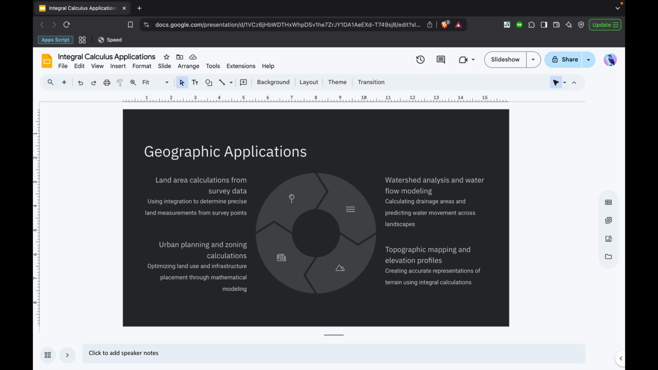Now, the last one is to optimize land use and infrastructure placement through mathematical modeling. Basically, we're trying to use integral calculus to figure out how to best use the land we have, and this is called urban planning and zoning calculations.